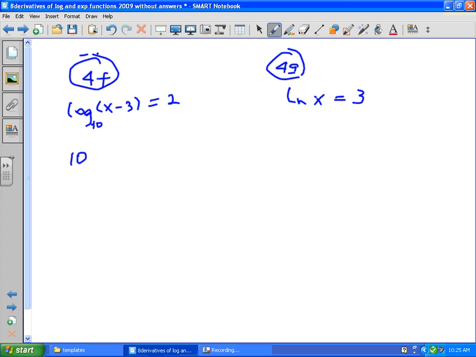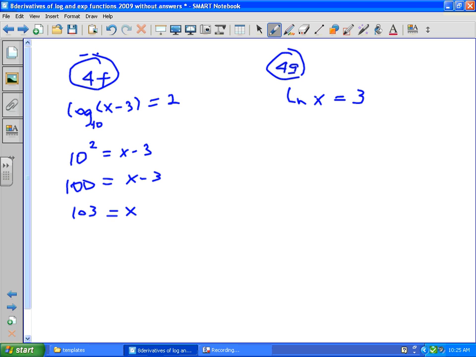10 to the power of 2 is equal to x minus 3. Well, 10 to the 2 is 100, equal to x minus 3. So what is x? 103. We add 3 to both sides. How about 4g? That's really one step.